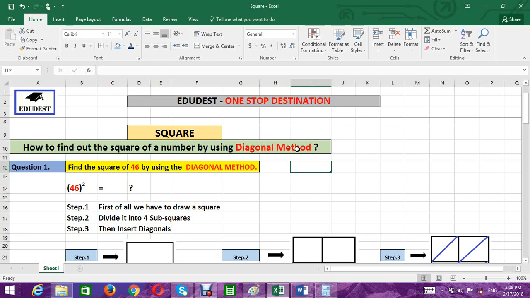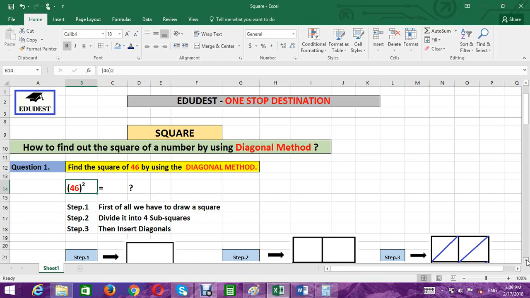Friends, today I'm gonna show you how to find out the square of a number by using the diagonal method. Suppose I want to find out the square of any two-digit number. For example, let it be 46. Now I will try to find out the square of this number with the help of the diagonal method. Now let's see what the steps are.